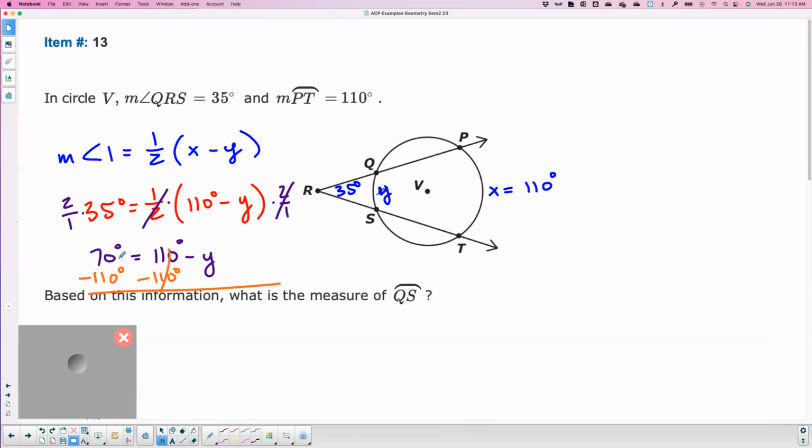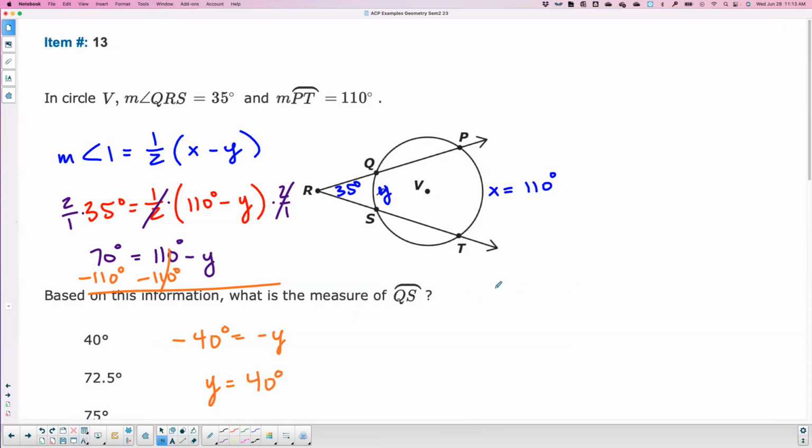what is 70 minus 110? Negative 40. Negative 40 equals negative Y. So if negative 40 equals negative Y, what does positive Y equal? 40. Positive 40, that would be our answer. Let's check the key. Does the key agree? Yes, it does. Good work.